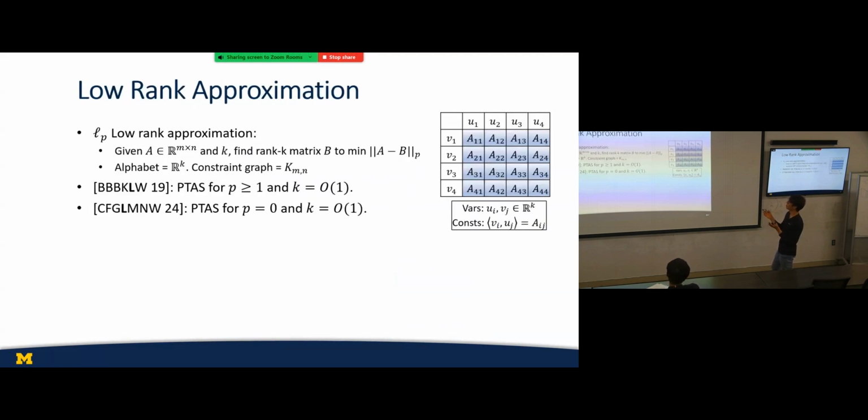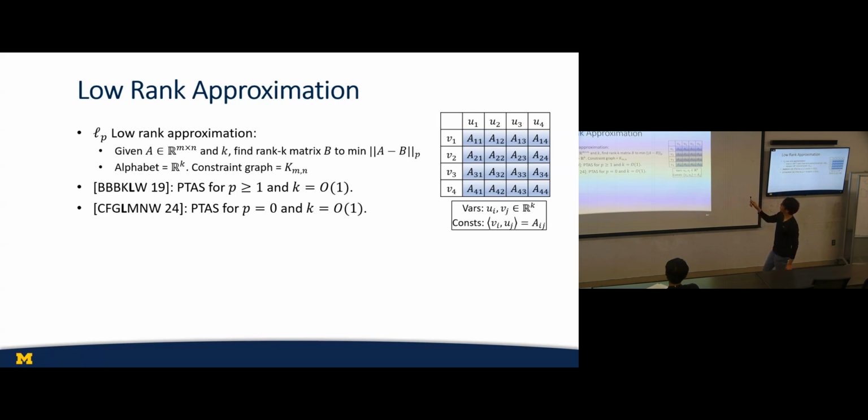So this is the first problem that I view as a CSP. Okay, so it's low rank approximation. The input is a matrix A and an integer k. Our job is to find a rank k matrix B to minimize some similarity measure between A and B. Formally, we looked at the entrywise Lp norm. If p is 2, then it's the Frobenius norm, so that can be solved easily. But we are looking at different p's. That's a well-studied problem.